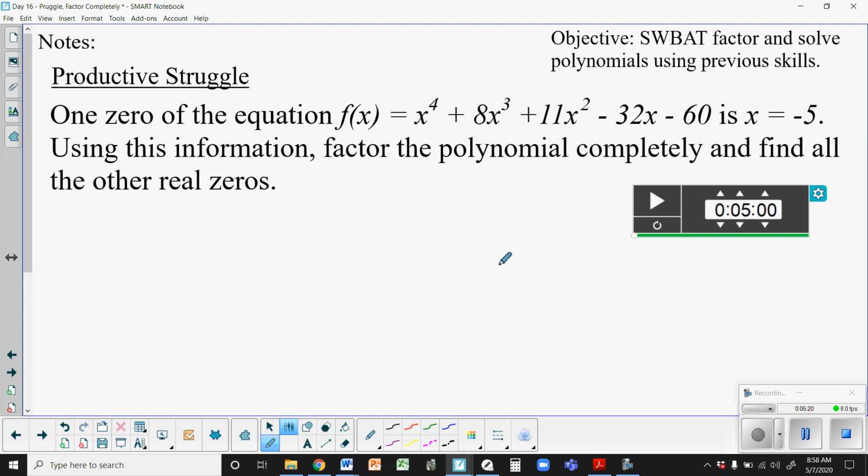So one zero of the equation f of x equals x to the fourth plus 8x to the third plus 11x squared minus 32x minus 60. So notice that we have 5 terms, and it says one zero is x equals negative 5. Using this information, factor the polynomial completely, find all the other real zeros. So it looks like we have to do a couple things here. We have to use this information, we have to factor the polynomial completely, and we have to find all other real zeros. Notice I counted out 5 terms, so we're thinking, oh, factoring doesn't quite work yet. That's what one student might say right away. All right, so we'll start the timer.